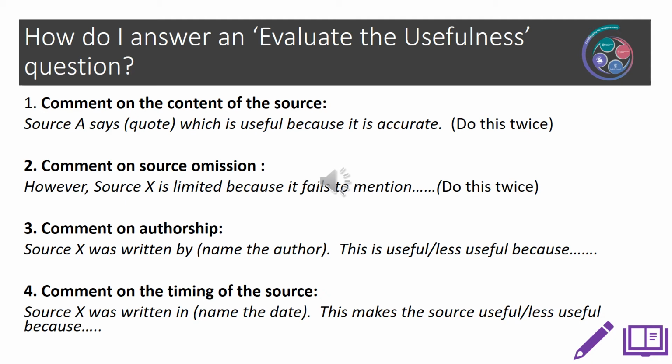You have very similar structure for timing. So source A was written in, and you must name the date. It's not enough to say it's a primary or a secondary source. If you're given the specific date that a source is written, you must tell me that. The explanation that follows is to say this makes the source useful or less useful, and we'll look in just a minute at the explanations that you could give for this particular part of your answer.